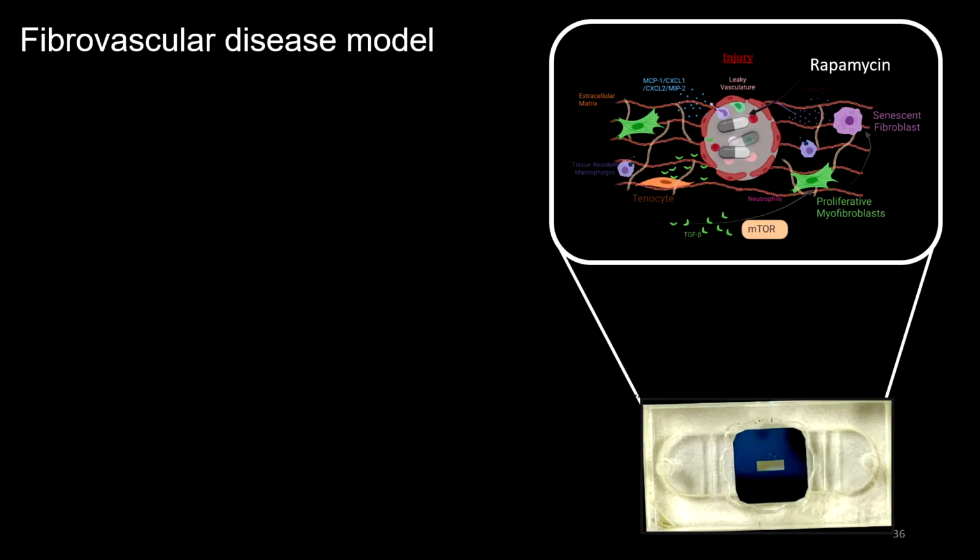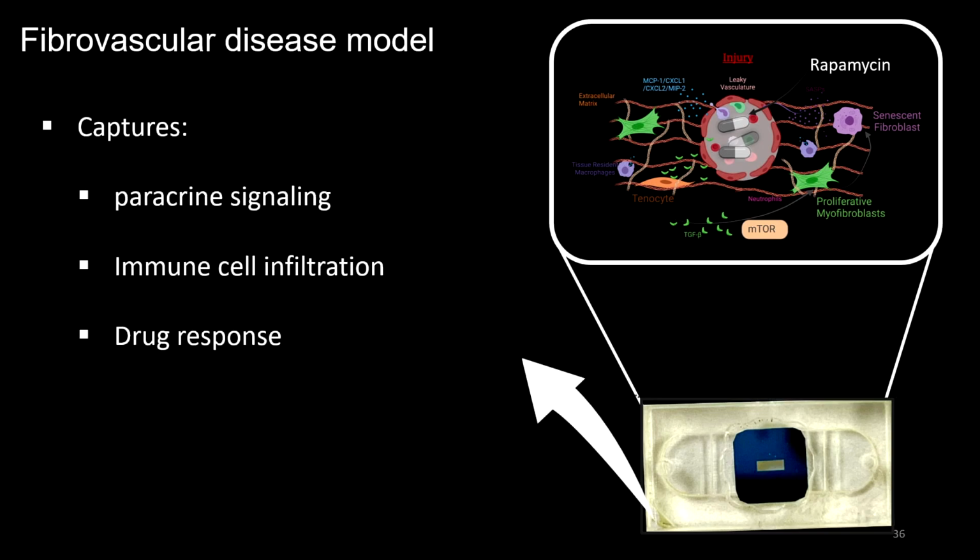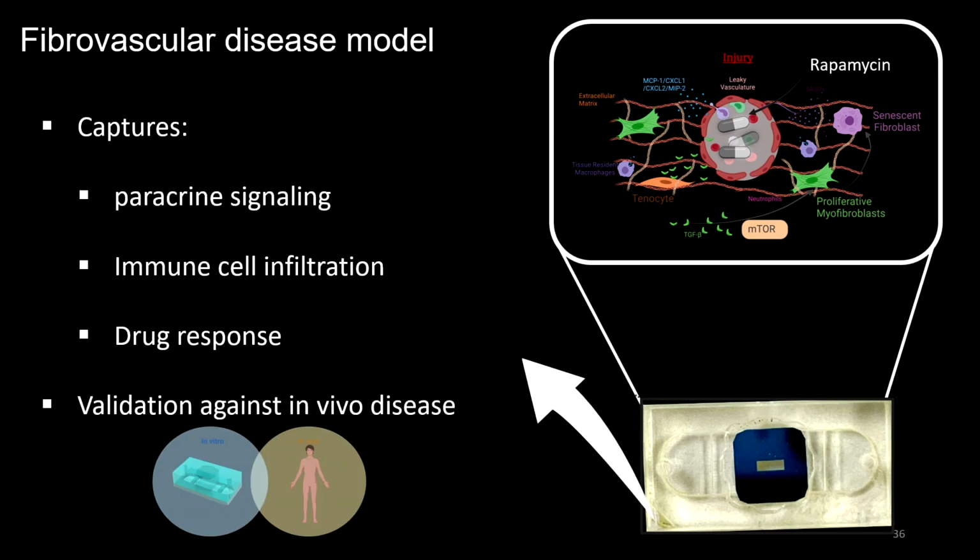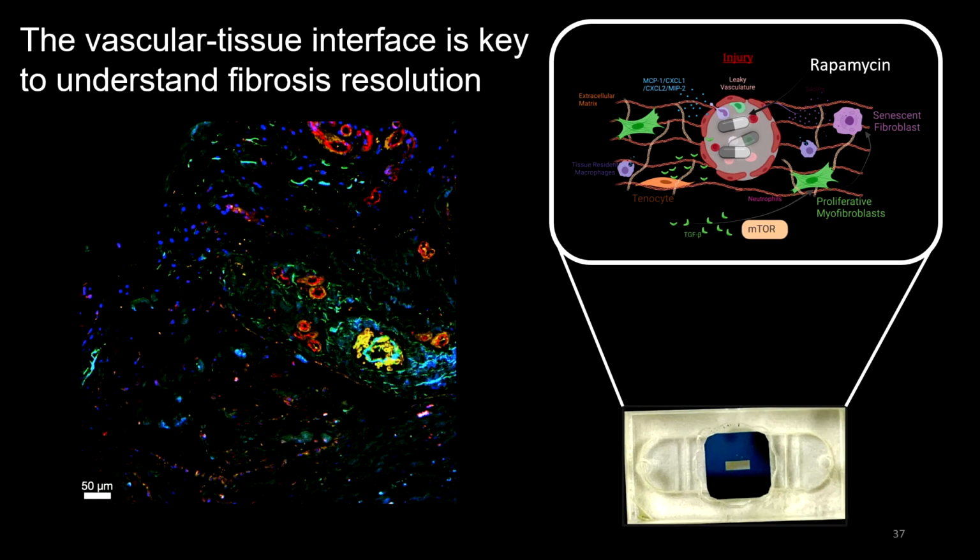So in summary, we've developed a platform that captures paracrine signaling, immune cell infiltration, and drug response in the context of fibrovascular injury. I think we also provided a method to validate these in vivo diseases in our in vitro model simply by comparing it to published results.